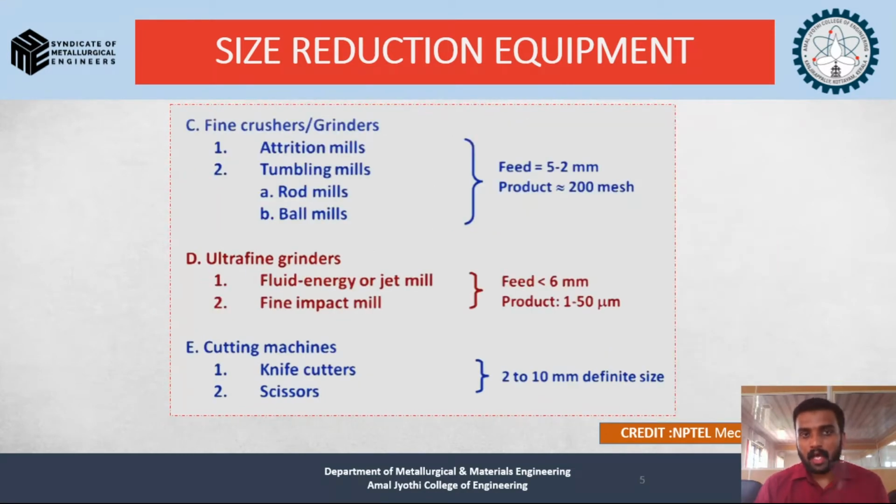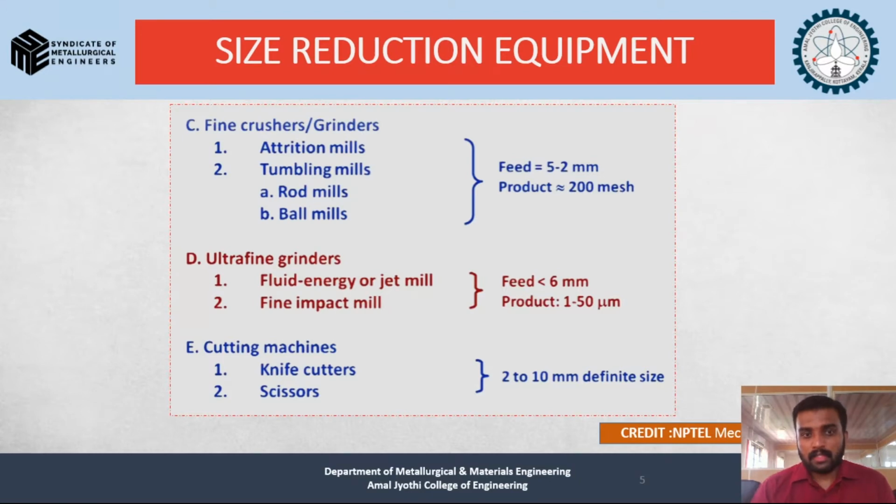And moving on, we have in the third category fine crushers. So feed will be 5 to 2 mm. 5 to 2 mm will be really minute, that will be 0.05 centimeter. So that is extremely small. That kind of particles we normally feed into fine crushers, and we have the fine crushers and grinders in the form of types called attrition mill and tumbling mills, and these tumbling mills can be further classified into rod mills and ball mills. We will be explaining those kinds of mills in the further slides.